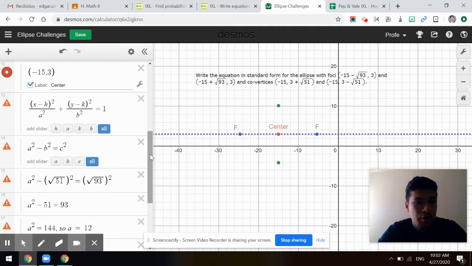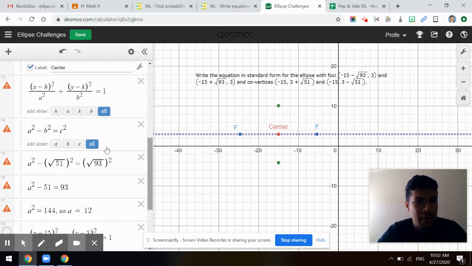So next up, I'm going to look at my formula for foci: a squared minus b squared equals c squared. I'm going to go ahead and fill out the information that I know. I don't know a squared, because I'm going to call a squared the larger of my two values, the major axis. But I do know that b is the square root of 51, because from my center to my co-vertices, it looks like I'm adding or subtracting the square root of 51.